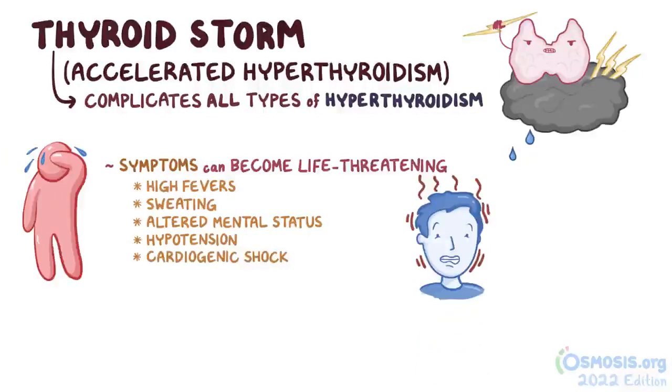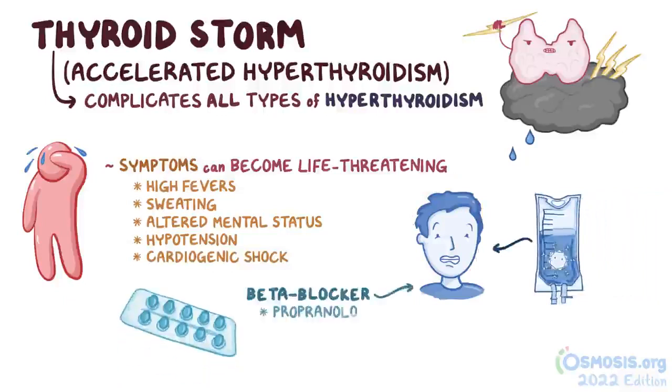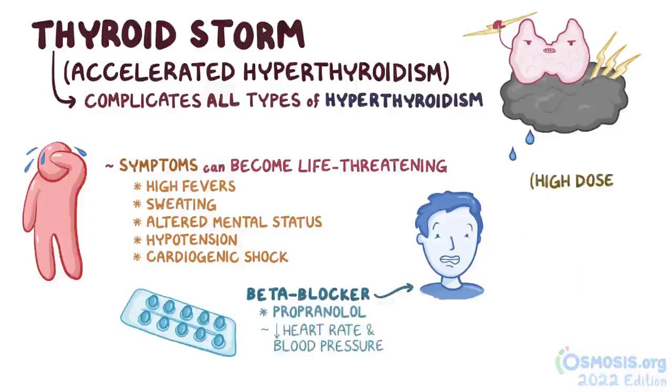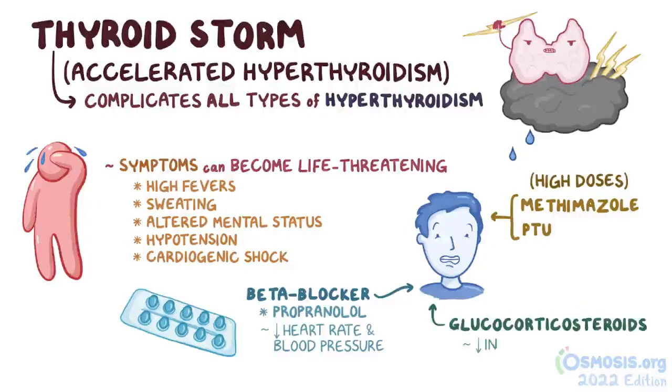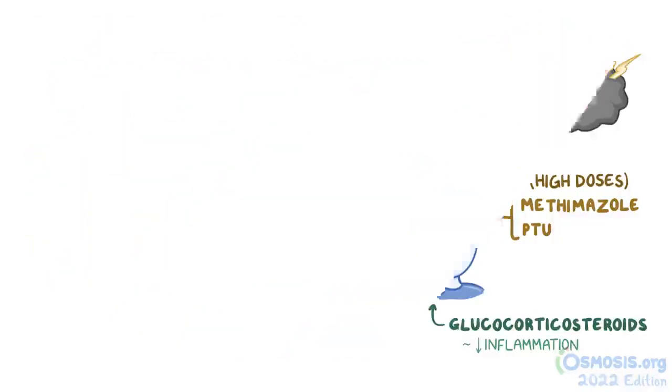It's an emergency. The person needs to be wrapped in cooling blankets or given cool IV fluids to bring down their temperature. Then, a beta blocker, like propranolol, can be used to help reduce their heart rate and blood pressure. After that, high doses of methimazole or PTU can be given. Finally, glucocorticosteroids can be given to help reduce the inflammation. With aggressive therapy, the storm usually passes in about 1 or 2 days, and full recovery within a week.